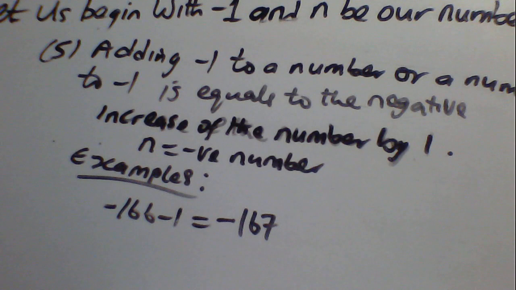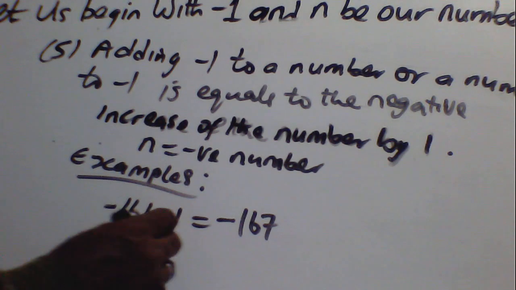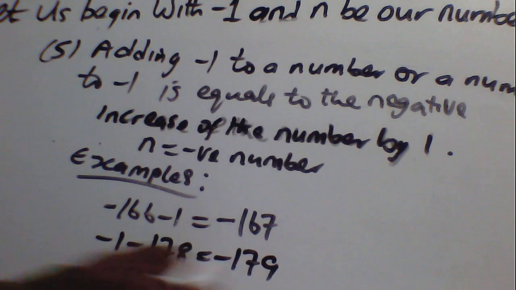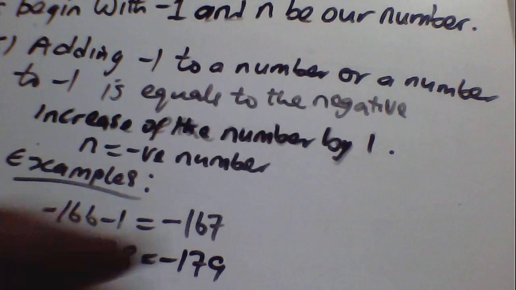So another example is minus 1 minus 178. We read it to be minus 179, the negative increase of the number by 1. This is also true for variables.